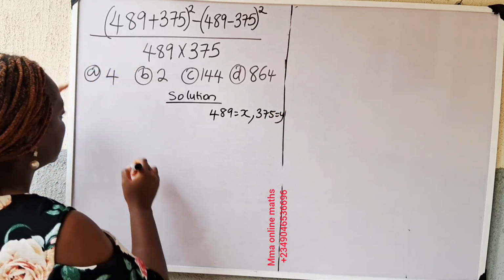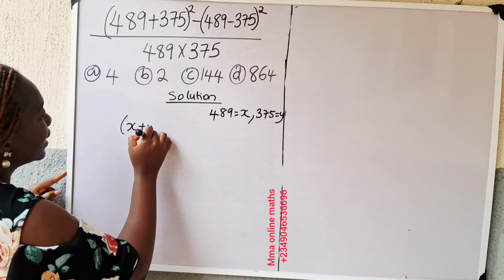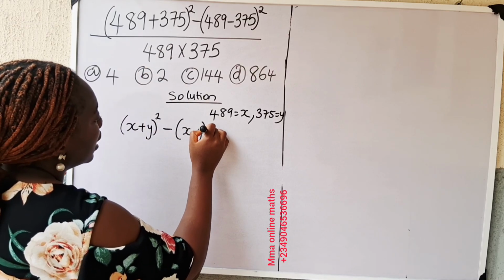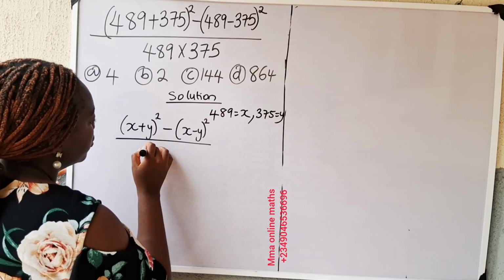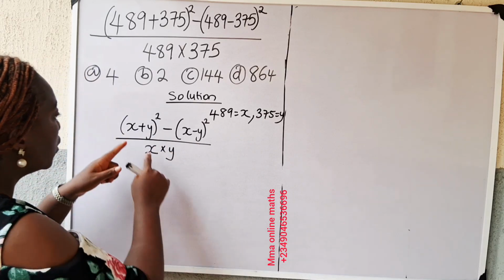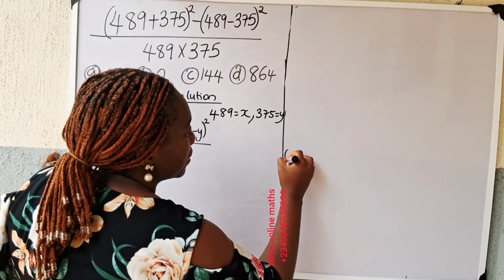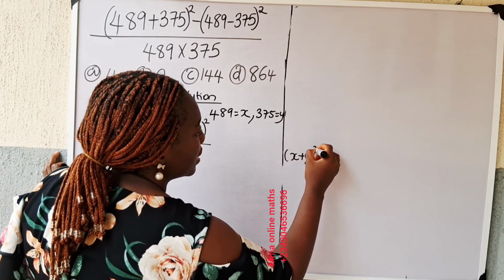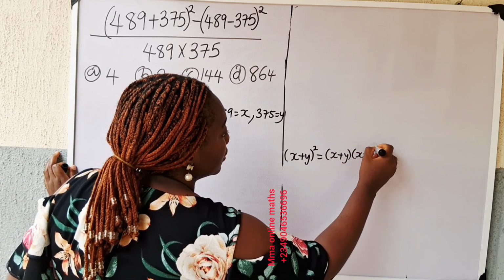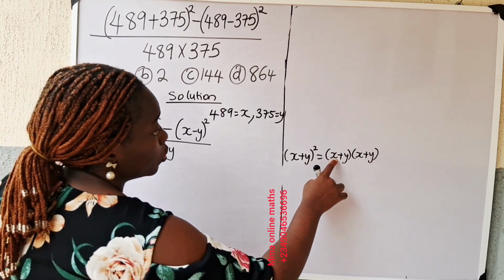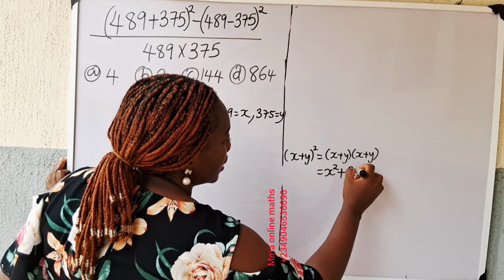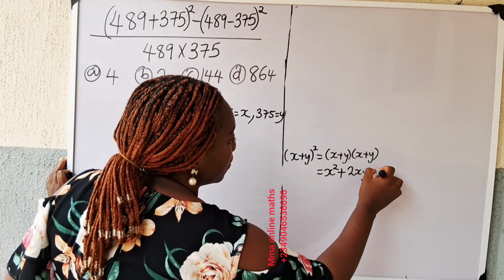It simply means in this case, we'll have (X plus Y) all raised to power 2 minus (X minus Y) all raised to power 2 over X times Y, right? Now, this can be expanded. (X plus Y) we can expand to be (X plus Y)(X plus Y), right? Which if we expand X times X, it will give us X squared plus 2XY plus Y squared.